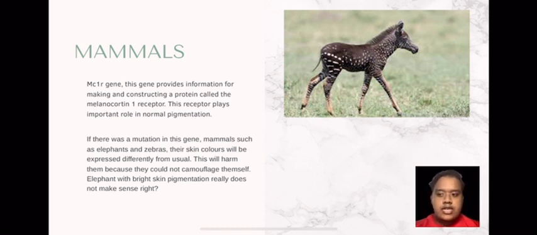If there was a mutation in this gene, mammals such as elephants and zebras, their skin colors will be expressed differently from usual. This will harm them because they could not camouflage themselves from the prey. An elephant with bright skin pigmentation really does not make sense, right? That's all for me. Thank you.